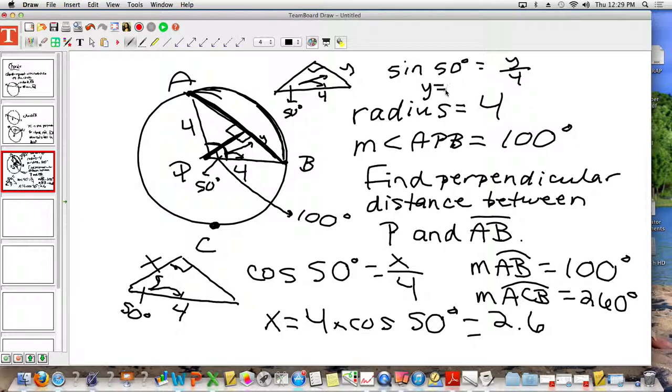So Y is equal to 4 times the sine of 50. Help me out. What do you get? 3.1. All right, so this distance is 3.1. What do I need to do to it? Double it. You need to make sure that you multiply it by 2. This ended up being a little messier than I had intended it being. So it ends up being equal to 6.2. Chord AB has a total length. This whole length right here is going to be equal to 6.2.